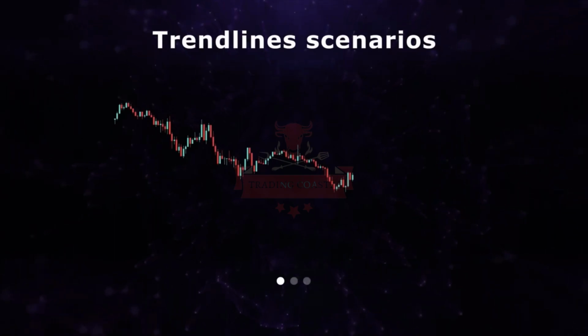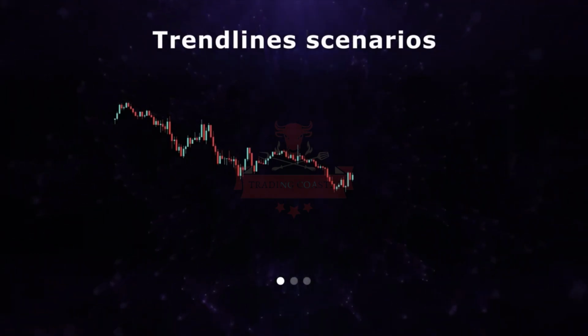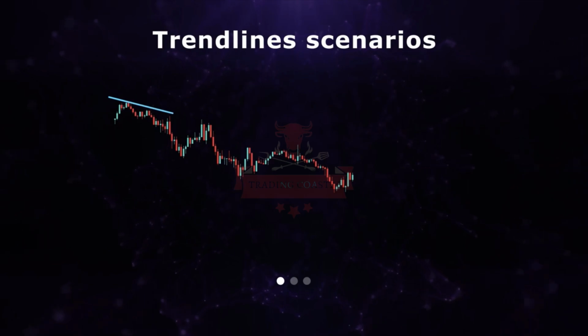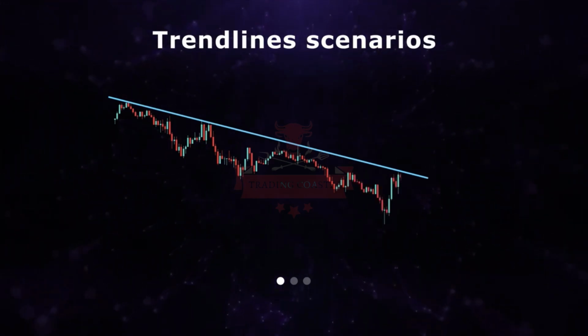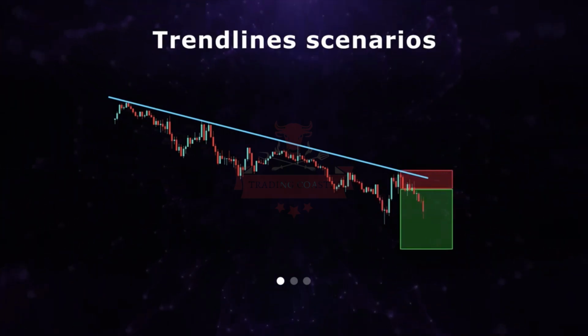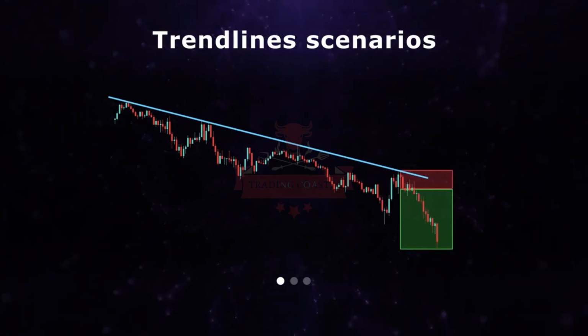There are 3 scenarios that a trader can think about when the price reaches a trend line. First one, it's when the price respects the trend line and moves further with the current trend. In this scenario, the trader might open a trade anticipating that the price will move further with the trend.